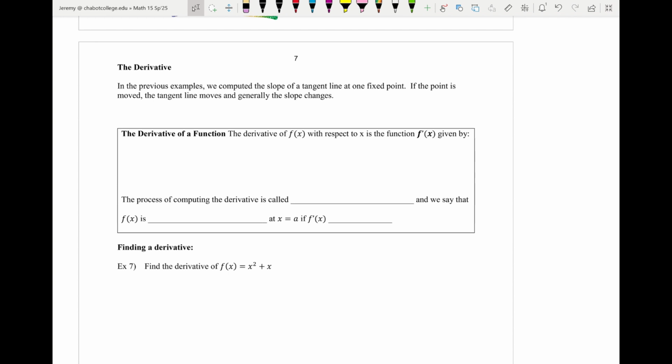Okay, so let's define the derivative. The derivative of a function f of x with respect to x is the function f prime of x. That's the notation we use. And it is given by this formula. The derivative f prime of x is equal to the limit as h goes to 0 of f of x plus h minus f of x, all over h. The process of computing the derivative is called differentiation.